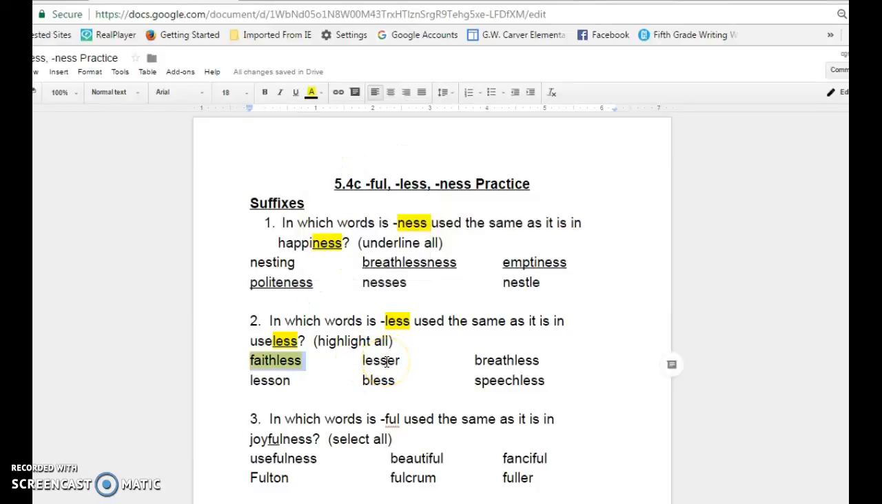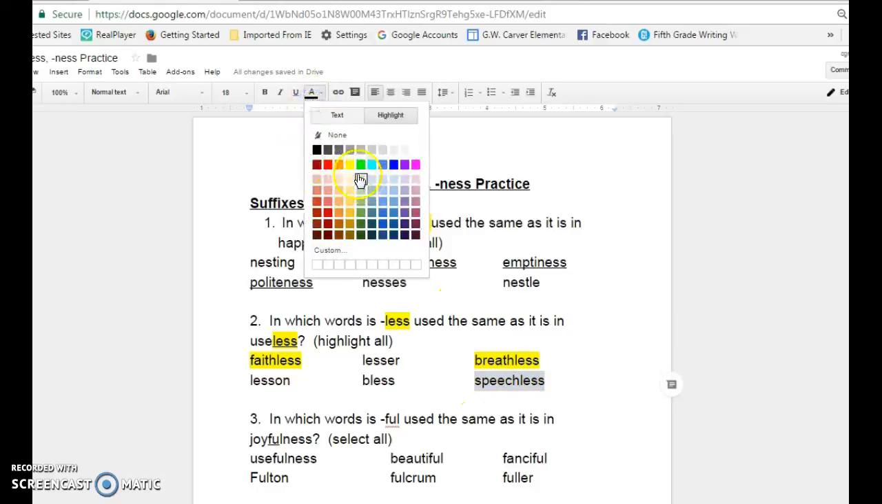Lesser. Well, I noticed that is at the beginning of the word instead of the end, and it does not mean without, so we're not going to highlight that one. Breathless. Without breath. Yes, if you're breathless, you can't catch your breath. Lesson. Is it a suffix? No. Does it mean without? No. Bless. That one's at the end. Does it mean the same? Does it mean without b? No. Bless, the less is just part of the word bless. Speechless. Does it mean without speech? Yes, if you are speechless, you cannot speak. So highlight that as one of your answers.